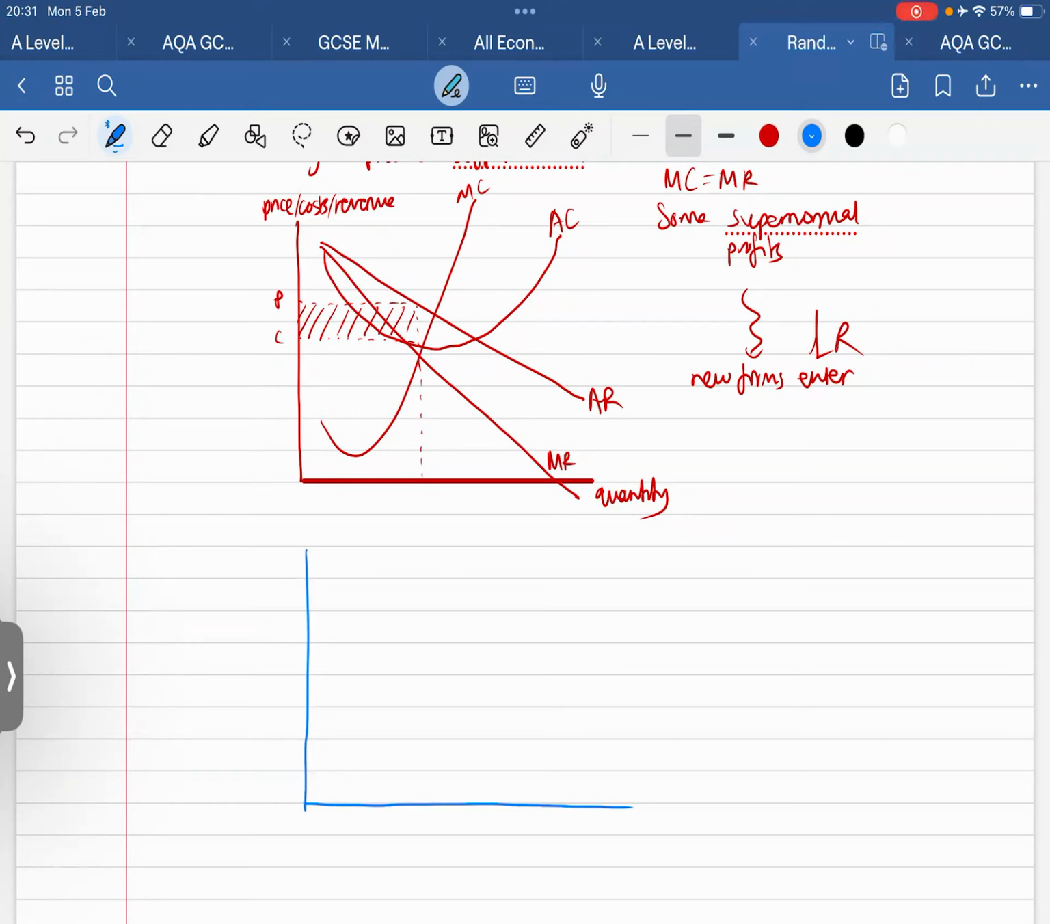Okay. So price, costs, revenue, quantity, and you've got your AC, MC. Now we need to get this to touch. It can be anywhere as long as it touches. It's a bit awkward. So I want it to touch the curve, right? That's my AR. That's my MR. That shouldn't have been negative.